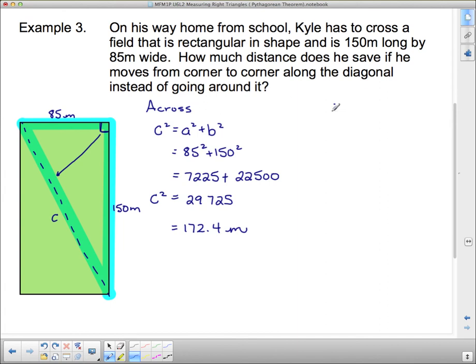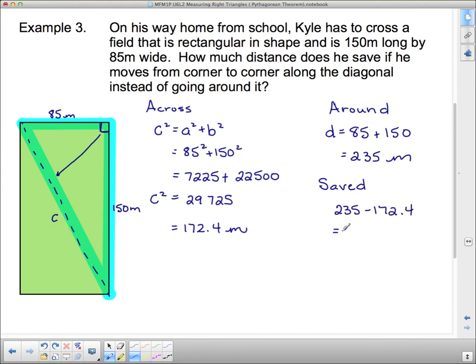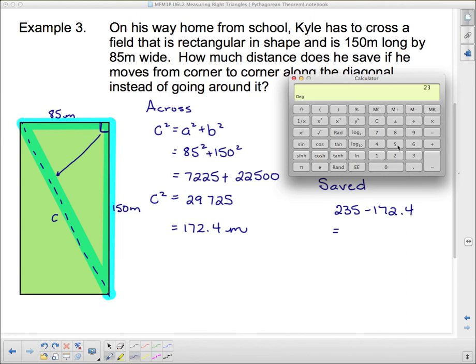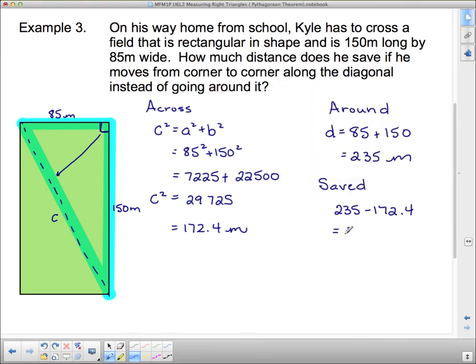Let's say this is across, and this is around. To go around, the distance will equal 85 plus 150. And 85 plus 150 is 235. So he's saving quite a bit. Here, 172 to 235. Okay. But how much does he save? So we're just going to write saved is 235 minus 172.4, which the calculator will tell us is 62.6 meters.